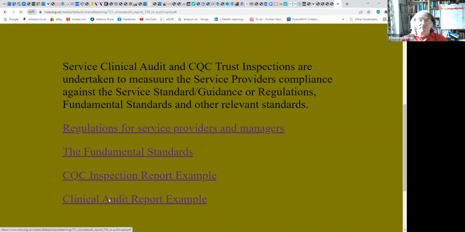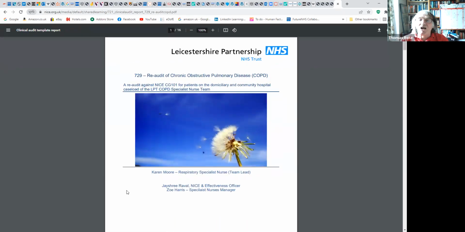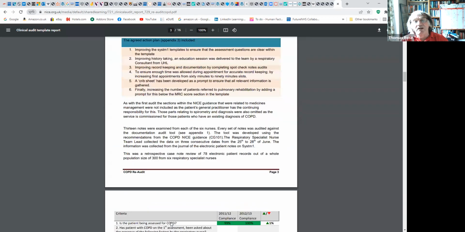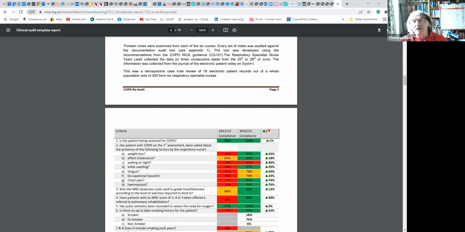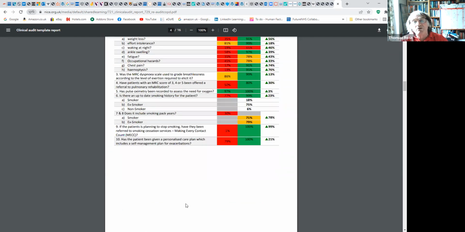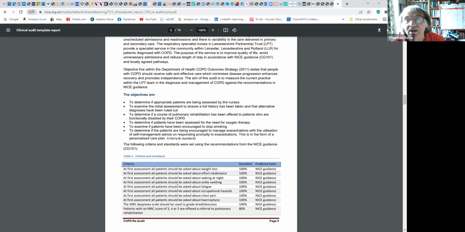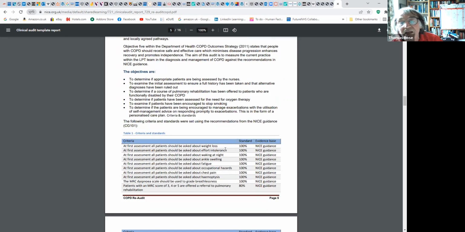So clinical audit, again, this is just an example that I picked up off the internet. And again, it will list somewhere the standards that you're supposed to be meeting in this inspection. So there we are. This is the criteria. They should be meeting 100% the NICE guidance. The NICE guidance is just the standard that you're supposed to be meeting. So this is what they've inspected against.